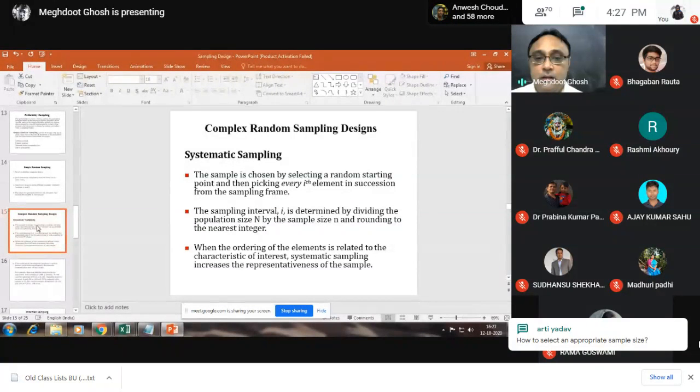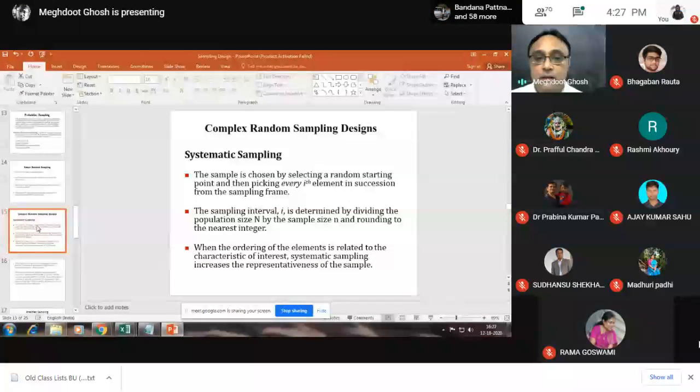Out of this 100, from 1 to 10, you select any number. Suppose you have selected 7 from 1 to 10. And you have a list which consists of 1 to 100. So the first number you have selected randomly, and from the first number, the 7th respondent will be selected from the list. Then comes 7 plus 10, that is the 17th respondent. Then 17 plus 10, the 27th respondent. Then 27 plus 10, the 37th respondent. In this manner, you can take 10 respondents out of the 100 respondents.